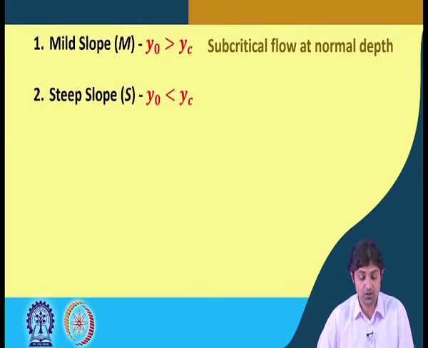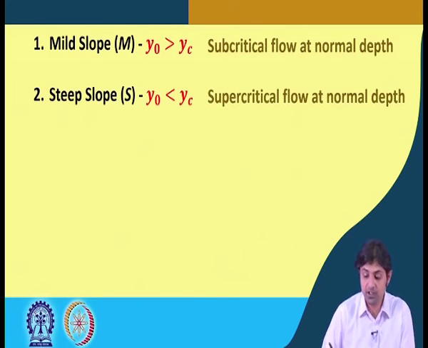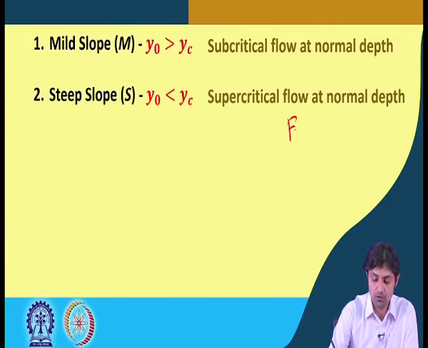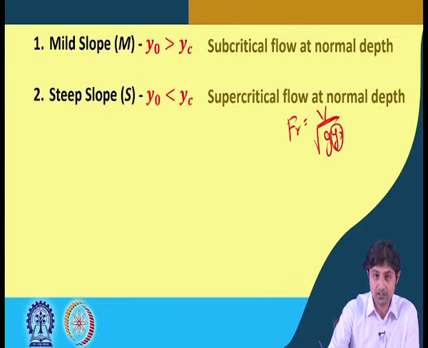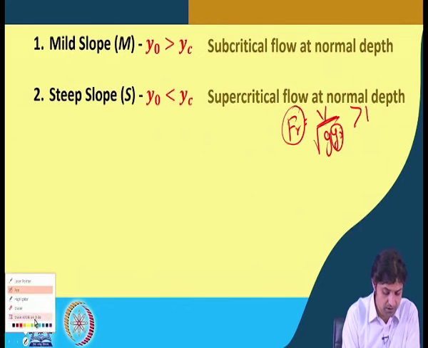A steep slope is when Y naught is less than Y c, that is, the normal depth is less than the critical depth. Here there will be supercritical flow at normal depth. How? Fr is V by root G Y naught. If Y naught is less than Y c, the denominator is decreasing, therefore Fr will increase. So this is going to be greater than 1, that is, it is supercritical.